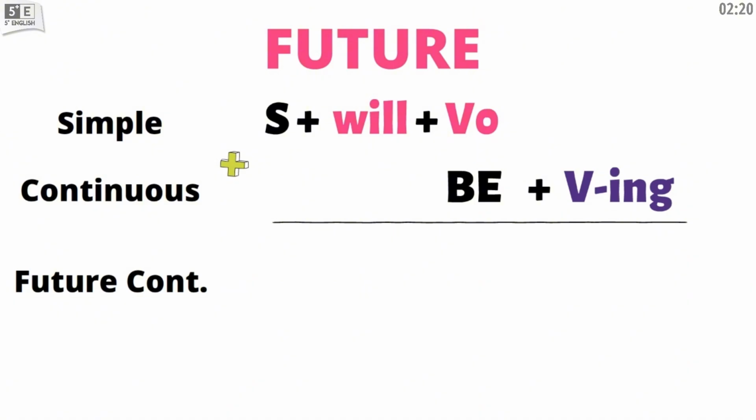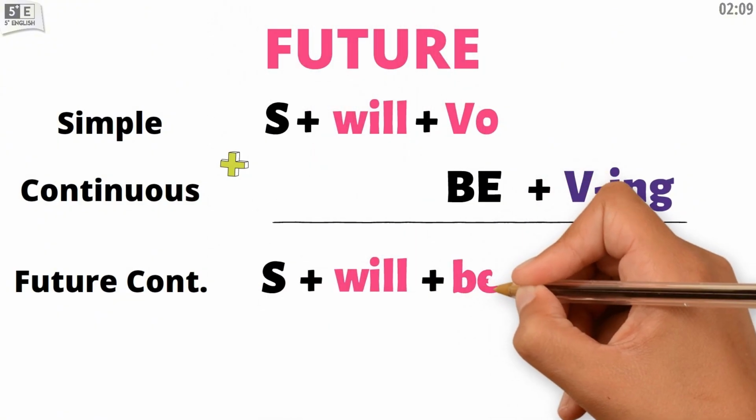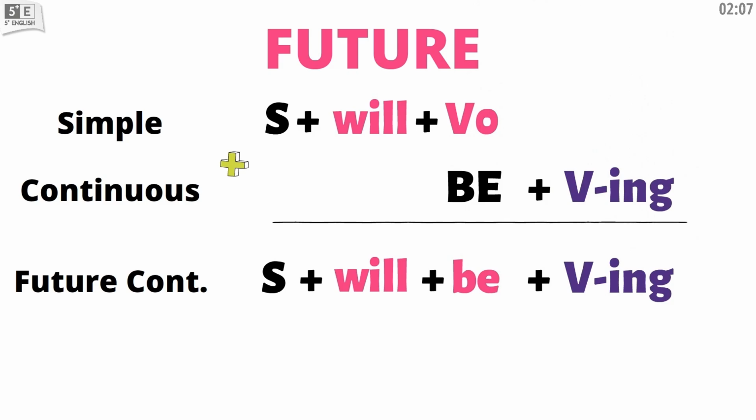Okay, now let's combine these two parts. The subject will be brought straight down. Will doesn't change because it adds a blank space, so let's bring it straight down. Verb 0 of be is also be, and we bring down verbing. So the formula for the future continuous tense is subject plus will plus be plus verbing.